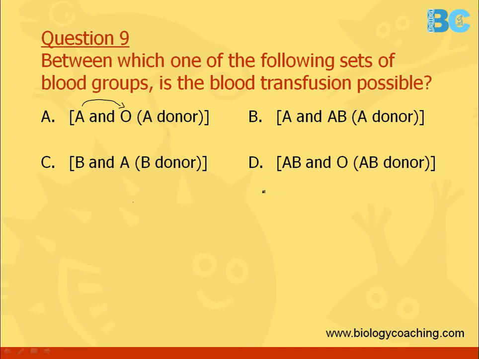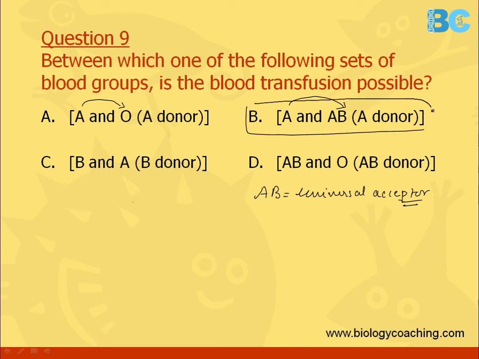We have to be clear that AB is the universal acceptor. So it can have blood from any of the blood groups, and here the answer is A to AB. So the correct option is B. The blood can transfuse from A to AB.